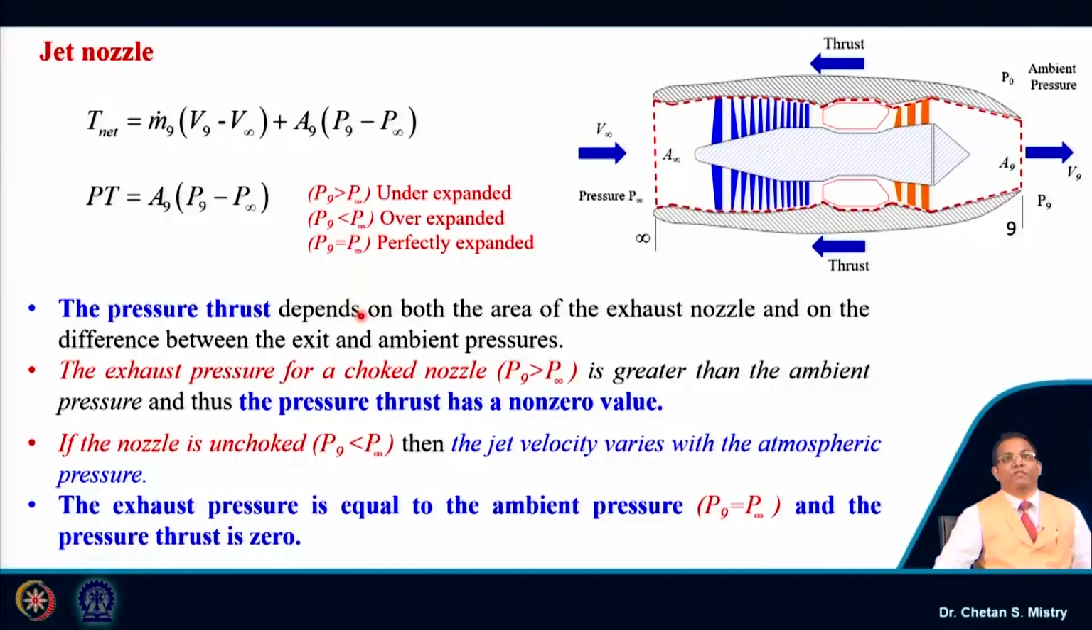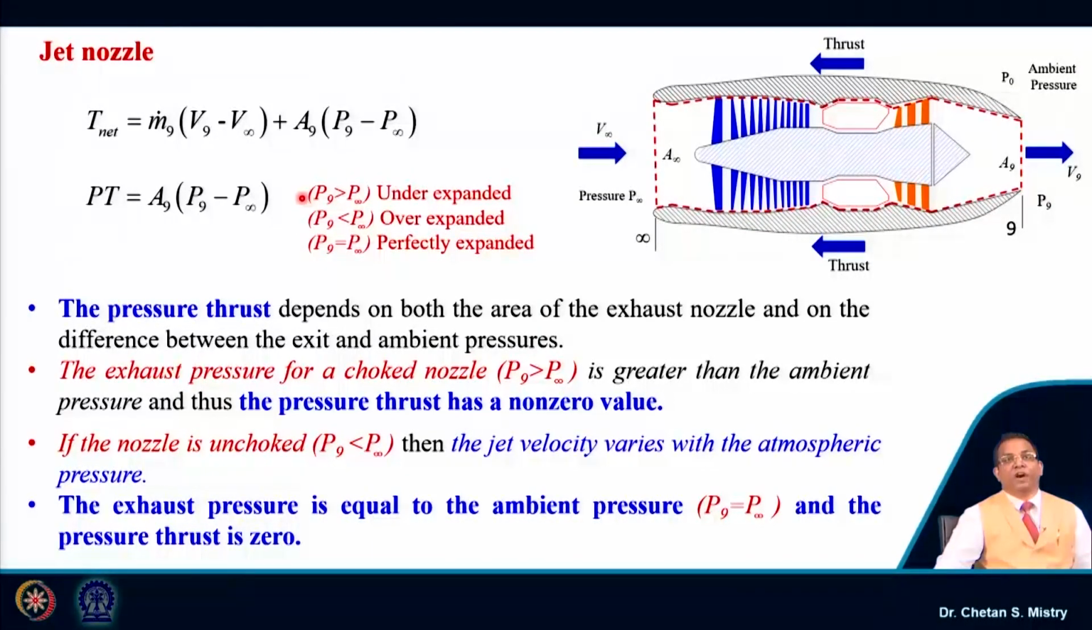Under that condition, our pressure thrust will be 0. So, you can understand that when I say jet nozzle, it mainly affects two parameters: one, my nozzle velocity, and second, my exit pressure. Okay. I am sure you have the understanding here. There are different terminologies which we will be discussing in the next week.